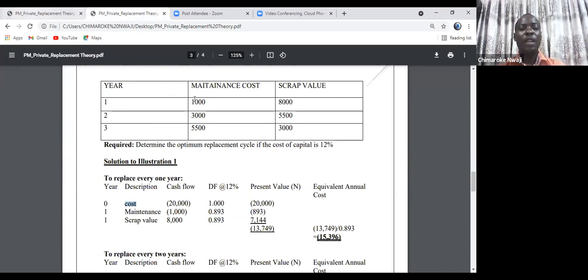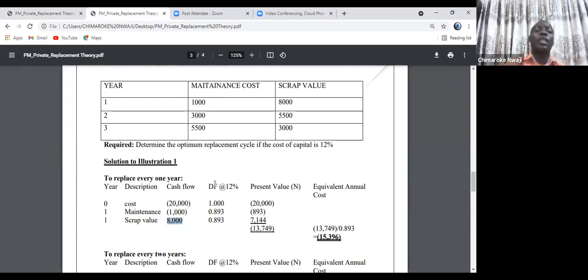Then in year 1, we find out the maintenance cost. So why we put this 20,000 naira in bracket is an outflow. We spent the money to buy the assets. Maintenance cost is an outflow, 1,000 naira. So it's here, 1,000. Scrap value, when we sell the assets, this is like a revenue. So it's not in brackets.